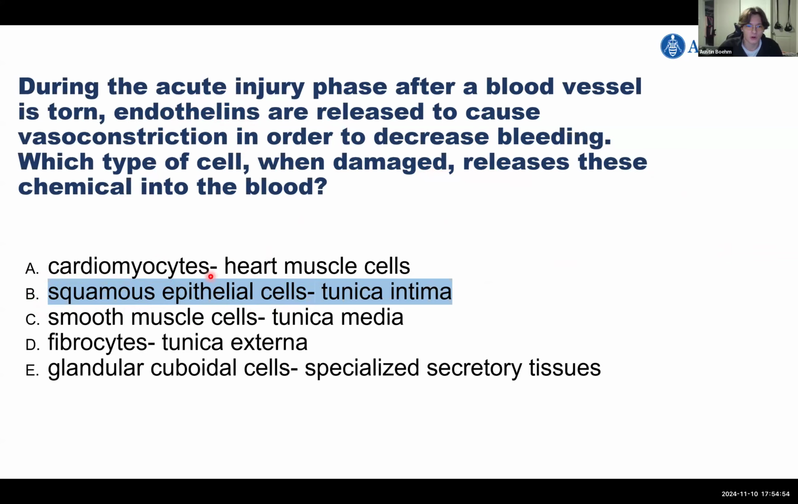Cardiomyocytes are the heart muscle cells, and so those are going to be located in the heart. Smooth muscle cells are going to be in the tunica media, and those are just the contractile ones that are actually going to be responding to the endothelins, and they're going to be doing the constricting. Fibrocytes in the tunica externa are kind of just those anchors, and then I just threw in some other random word here.